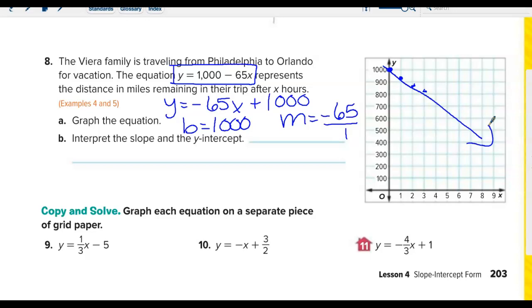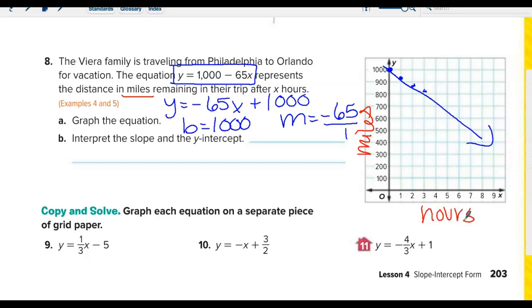Okay, so now I need to interpret the slope and the y-intercept. What should the label on my y-axis be? Miles, yep. It represents the distance in miles. And this one should be hours.